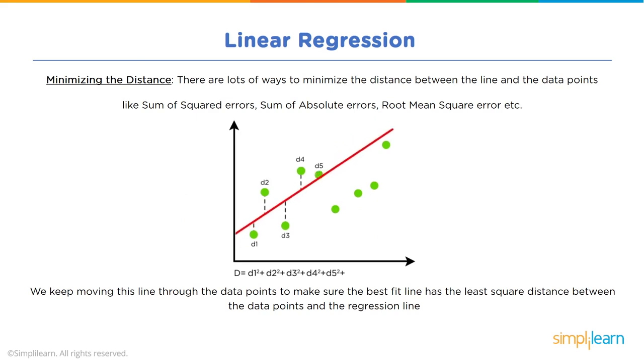There are lots of ways to minimize the distance between the line and the data points, like sum of squared errors, sum of absolute errors, root mean square error, etc. We keep moving this line through the data points to make sure the best fit line has the least square distance between the data points and the regression line. So to recap, with a very simple linear regression model, we first figure out the formula of our line through the middle, and then we slowly adjust the line to minimize the error.